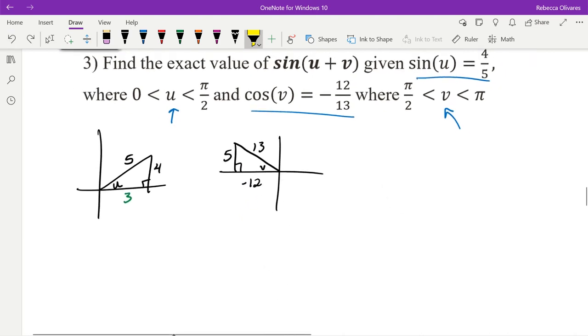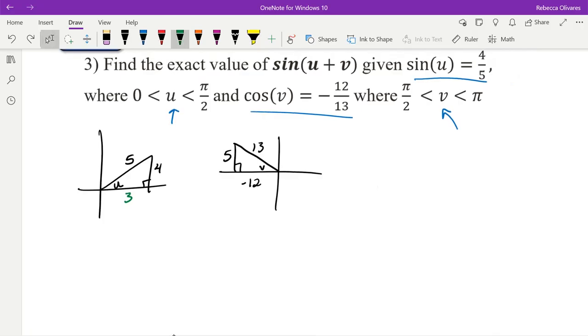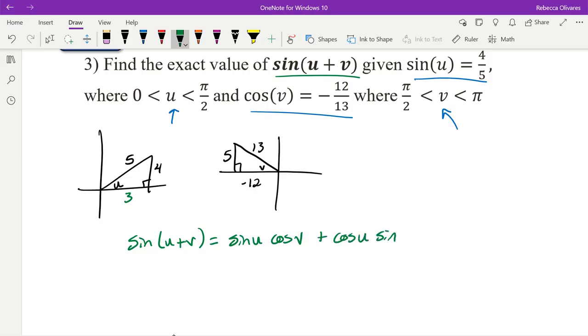So now that I have that information, let's go back to what they're wanting us to find. We want to find the sine of u plus v. Well, let's use the identity. The sine of u plus v is equal to sine of u cosine of v plus cosine of u sine of v. So sine of u, that was given to us, that's 4/5. Cosine of v, that was also given to us, negative 12/13.